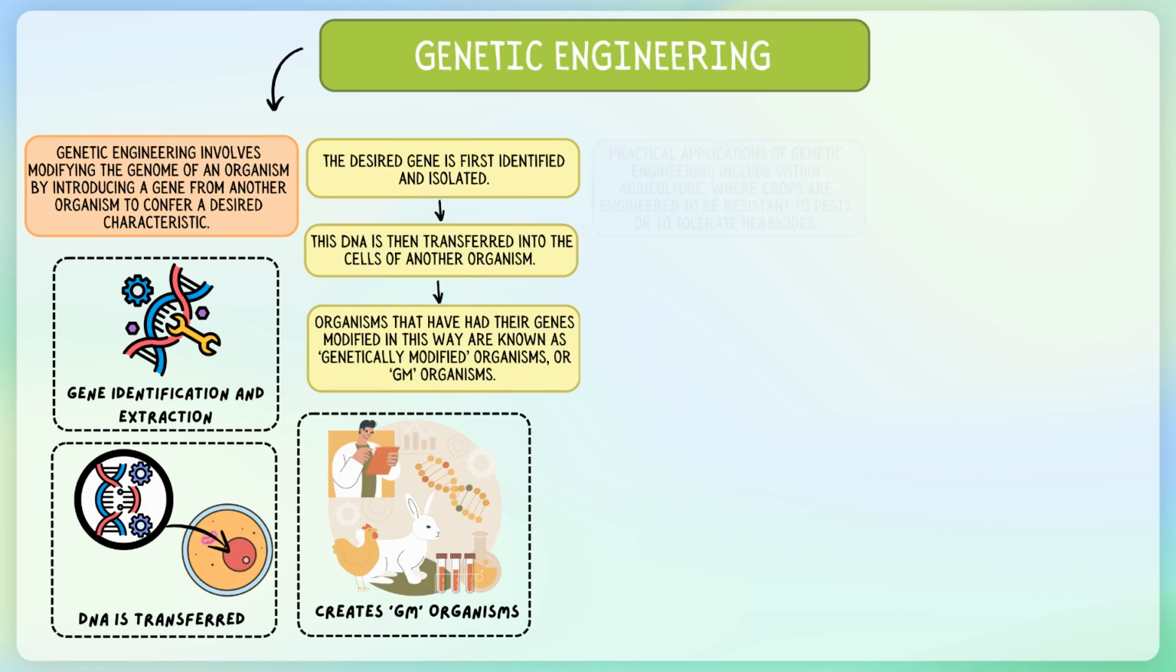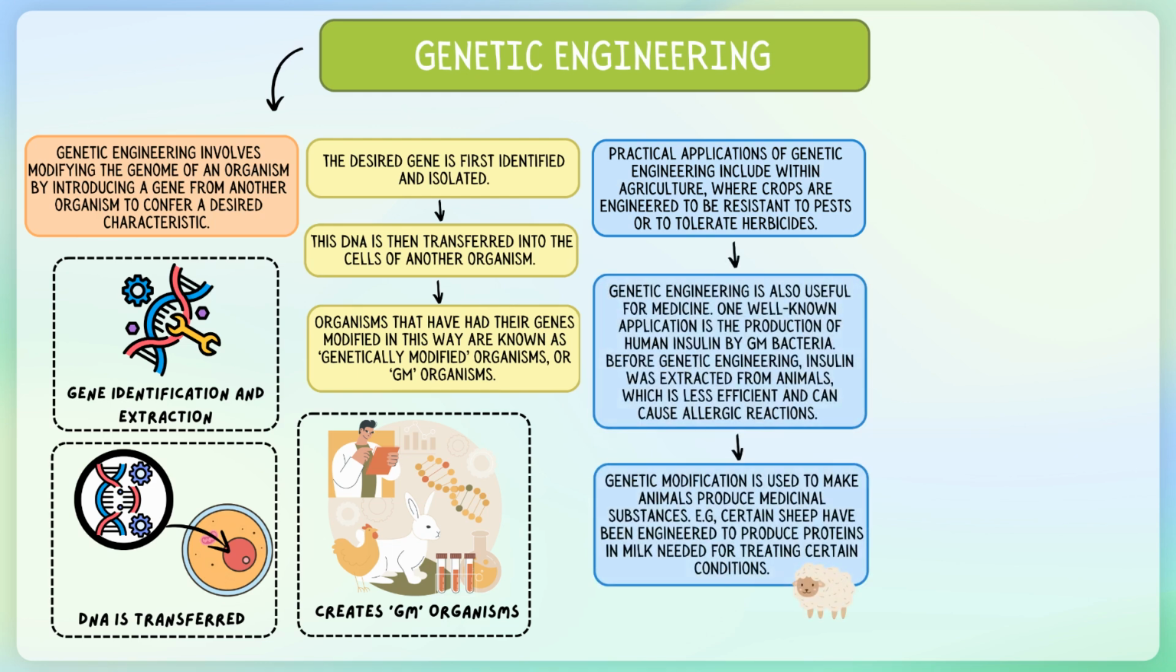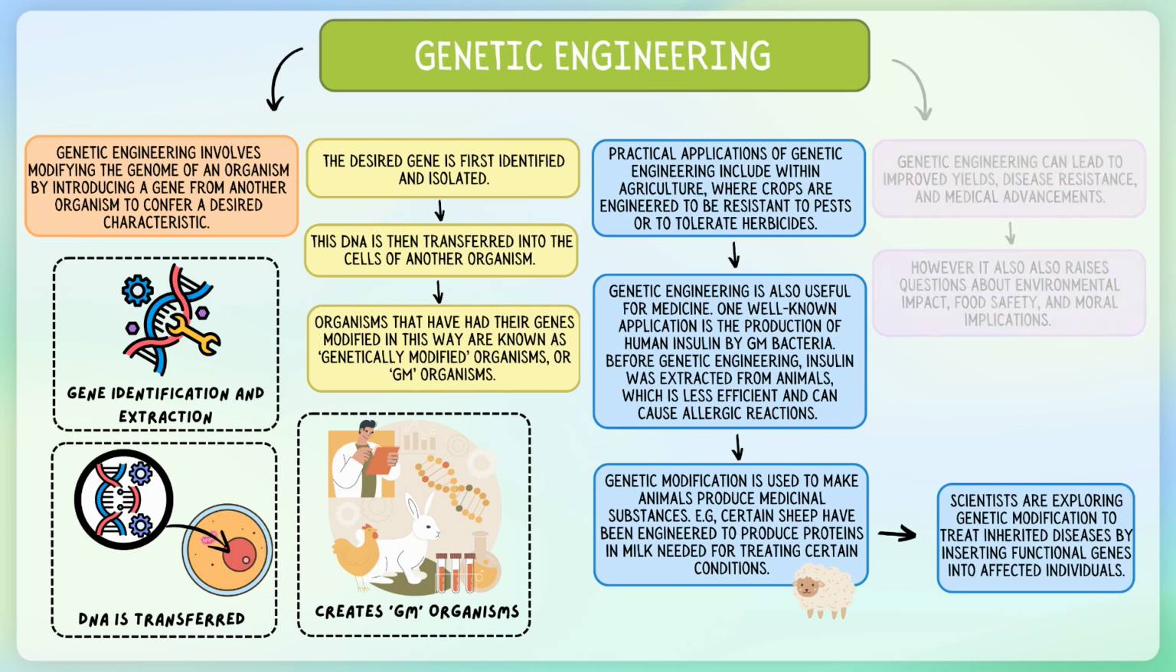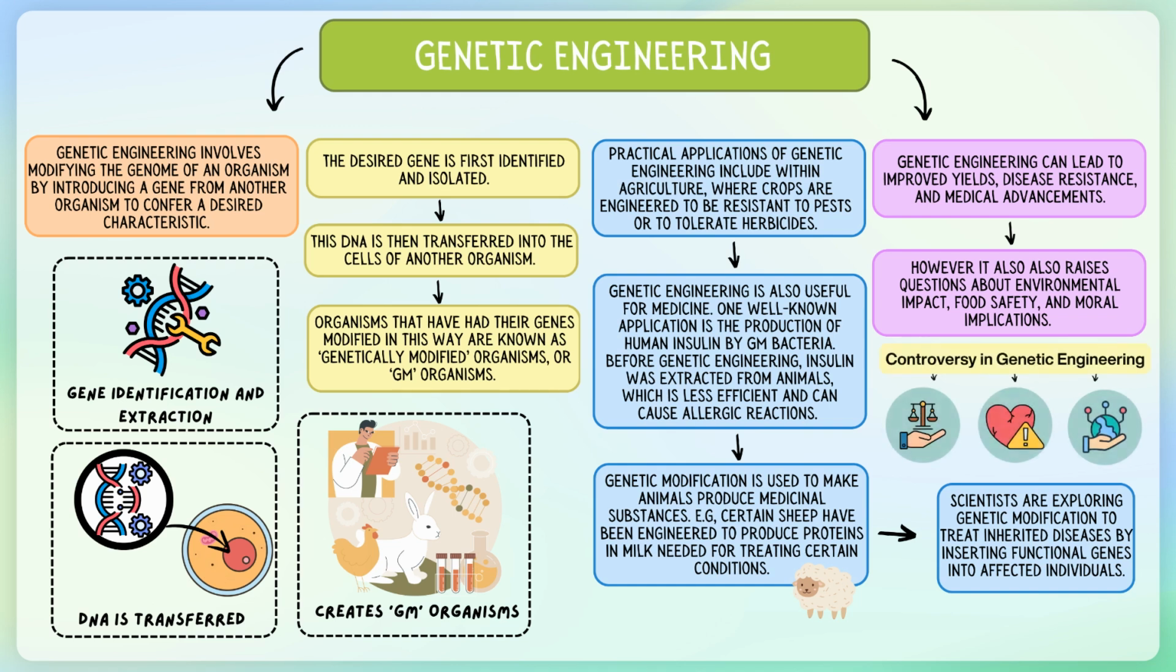We also examined some practical applications of genetic engineering, such as in agriculture, where crops are engineered to be resistant to pests or to tolerate herbicides, and in medicine, where it is used to produce insulin for diabetes treatment and gene therapy. Additionally, we looked into the potential benefits and ethical considerations of genetic engineering, including how it can lead to improved yields, disease resistance, and medical advancements, but also raises questions about environmental impact, food safety, and moral implications.